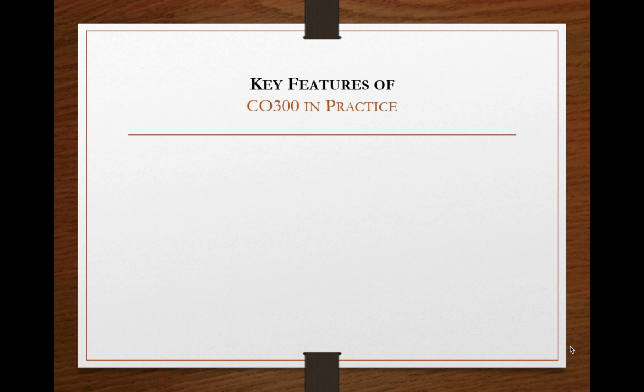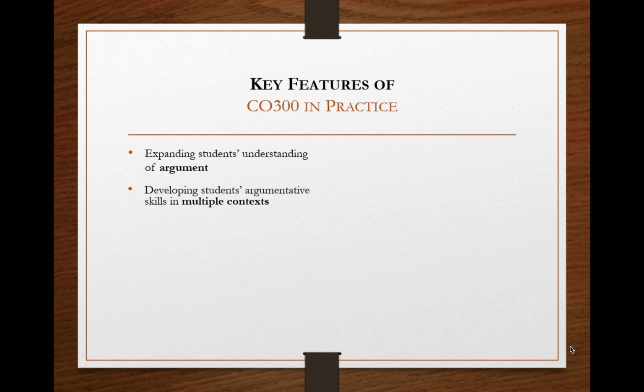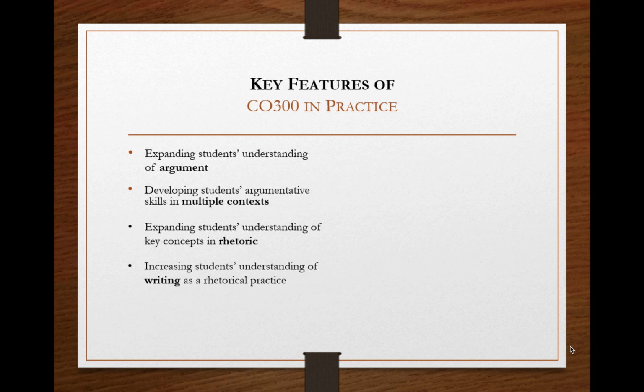Now that you're familiar with both the formal student learning outcomes, goals, and content criteria for CO 300, as well as the typical units of study and course textbooks, it might be helpful to highlight some of the key features of CO 300 pedagogy. One of the primary goals of our teaching of CO 300 is to expand students' understanding of argument. We also challenge students to develop appropriate argumentative skills for multiple contexts. Another central goal is to expand students' understanding of rhetoric, including understanding writing itself as a rhetorical practice. We also work to engage students in writing experiences applicable across their varied roles as students, citizens, and professionals.